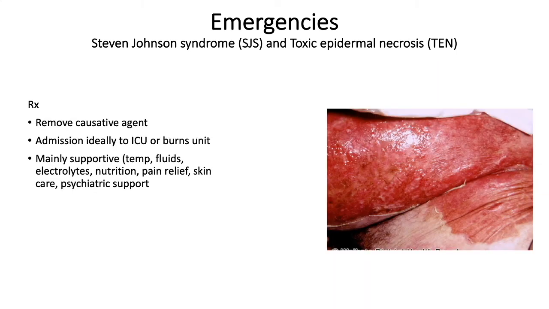In terms of treatment, removing the causative agent is the most obvious thing to do, so that would be stopping the drug or treating the infection. Ideally, patients would be admitted to ICU or a burns unit where they can have detailed supportive care. They should also receive focused care to the body part that's been affected, so for example the mouth. They shouldn't be given steroids without very specialist input, and they'll need psychiatric support and long-term care. Unfortunately, SJS and TEN does scar in the long term.